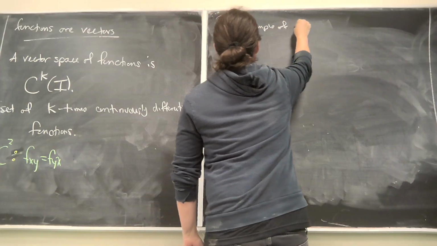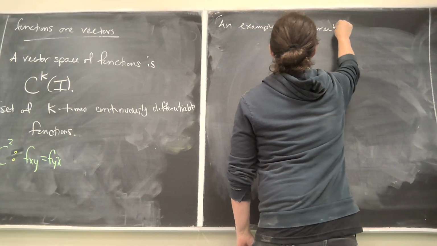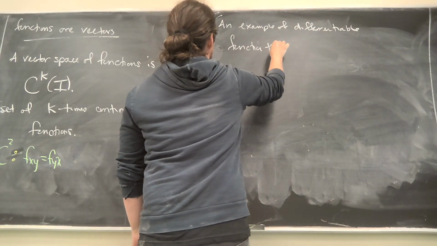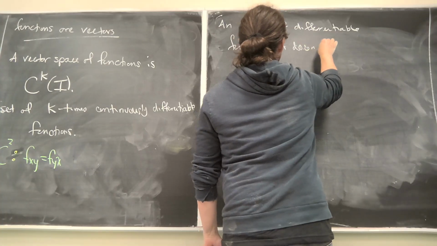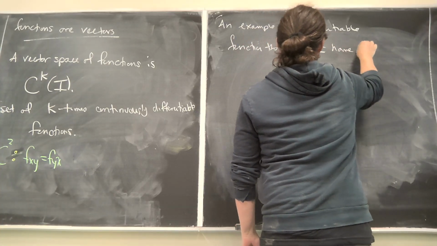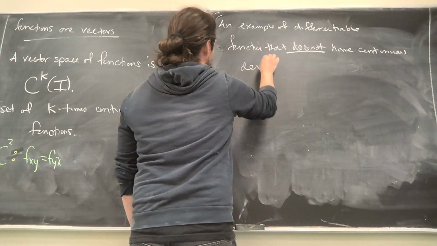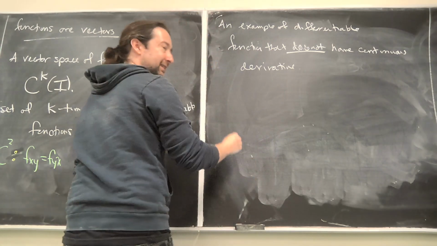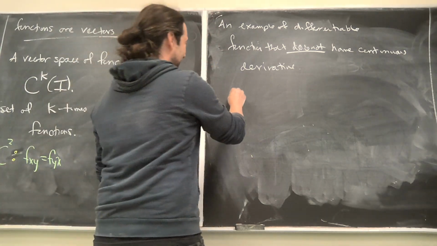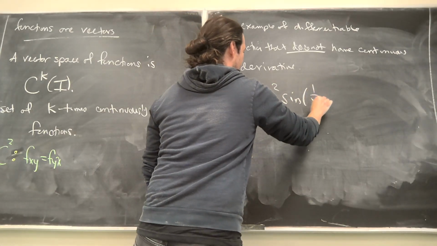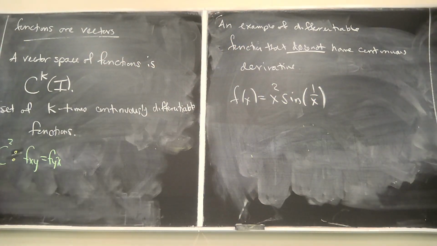An example of a differentiable function that does not have a continuous derivative. All right, so this is one of my favorite terrible things here. I mean, all bad things are good, right? So think about the function f of x is equal to x squared times the sine of 1 over x. This is the sort of function that engineers and scientists want nothing to do with. Plot that bad boy in Desmos, and then plot its derivative in Desmos.